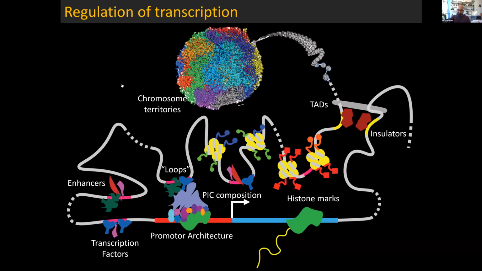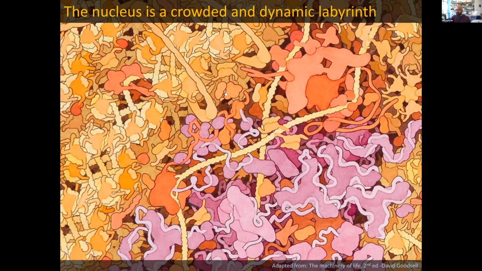Now, the nucleus actually does not look like this, right? This is a textbook diagram. In reality, the nucleus looks more like this. It's a highly crowded environment in which the entirety of our genome and all the proteins that act on this genomic substrate are packaged into a relatively small volume.